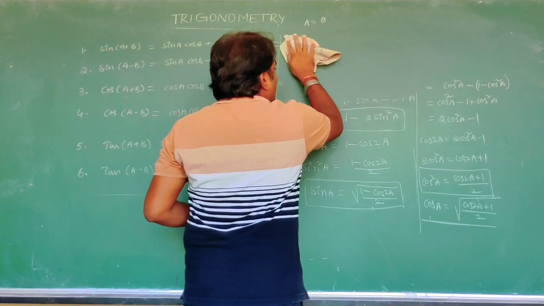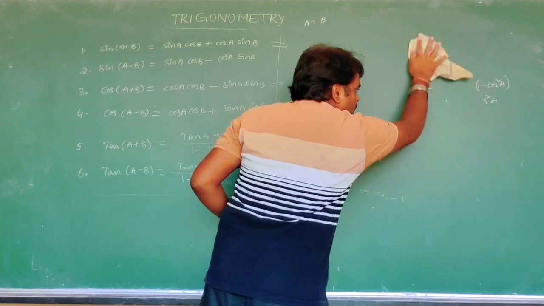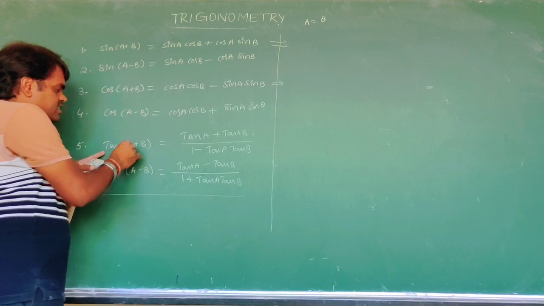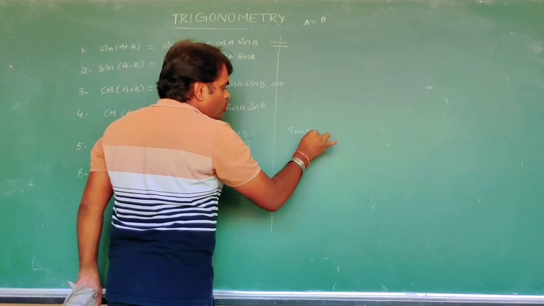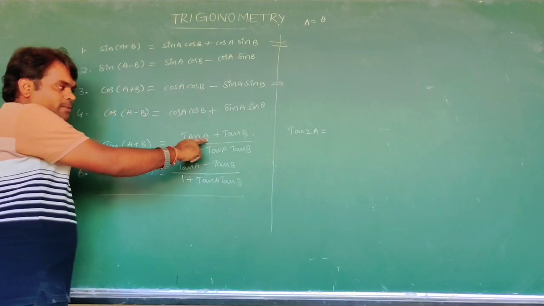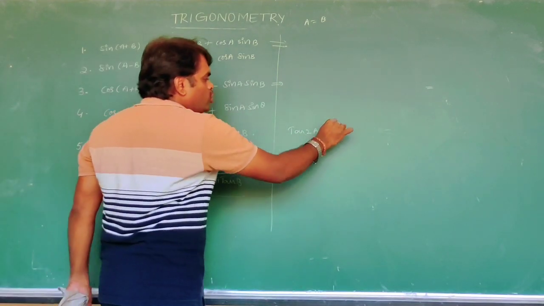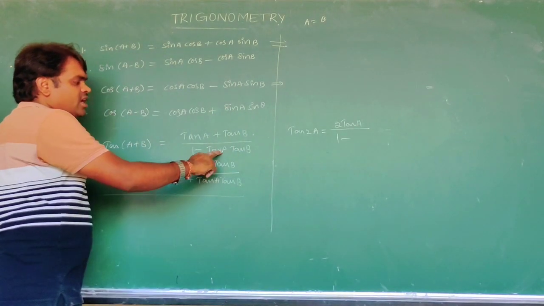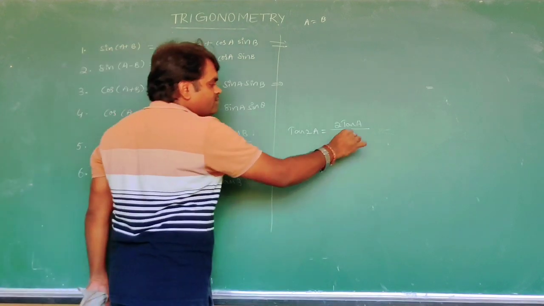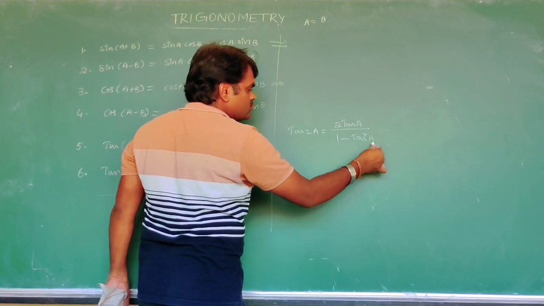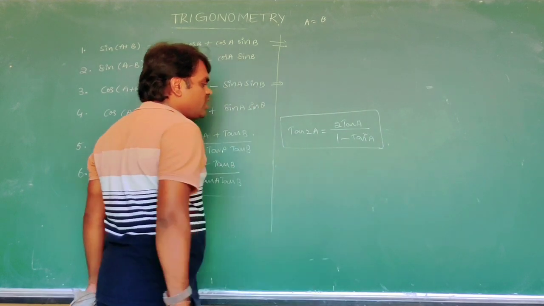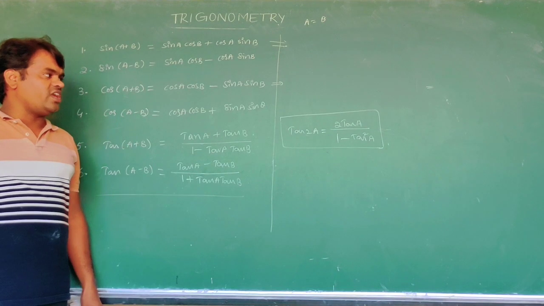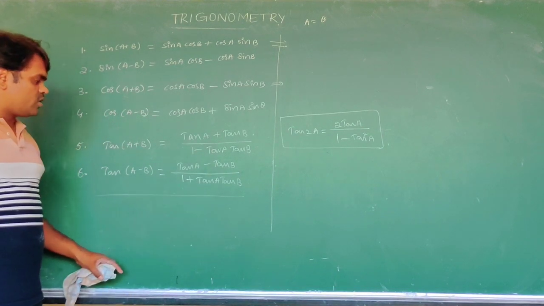See that, the tan formula is also changed. That is, A is equal to B, that is tan 2A. Tan 2A is equal to tan A plus tan A, what do you write? 2 tan A by 1 minus tan A tan A, that is tan square A. This is the formula for tan 2A: 2 tan A by 1 minus tan square A. That is about the tan 2A formula.